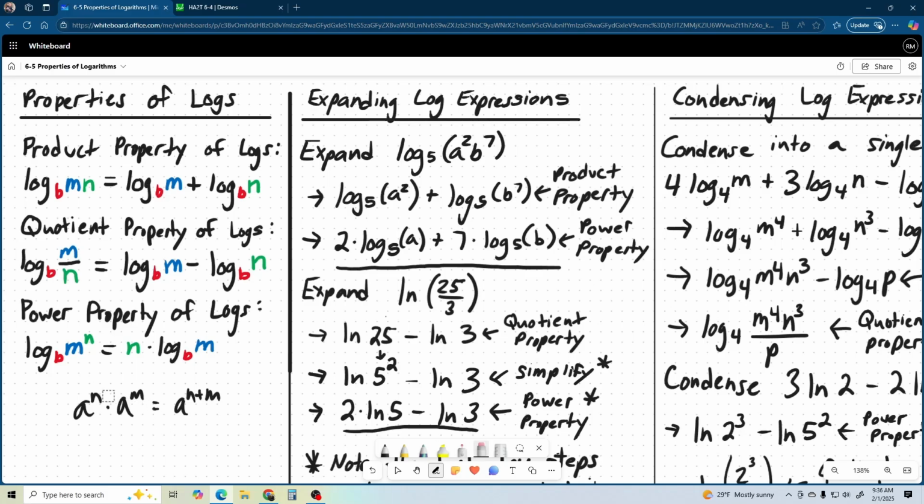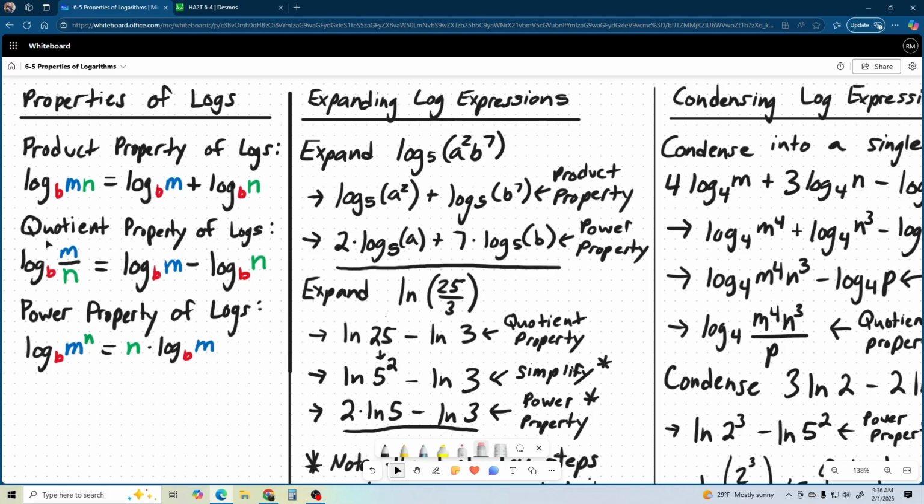Well, the product property of logs works similar, but the opposite. If we have log base b of m times n, this is the same as log base b of m plus log base b of n. In other words, when we do exponents, when we multiply, we add the exponents. When we do logs, when we multiply, we add as well. So think of multiplication and addition when it comes to exponents as being linked, okay?